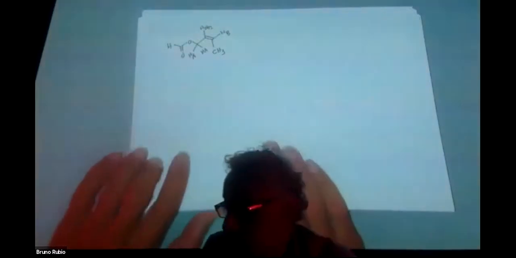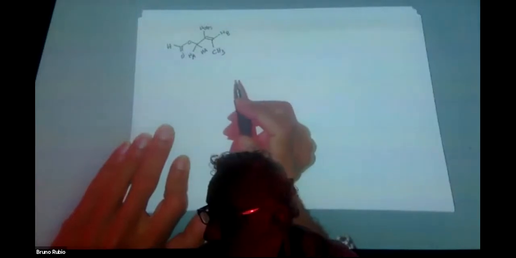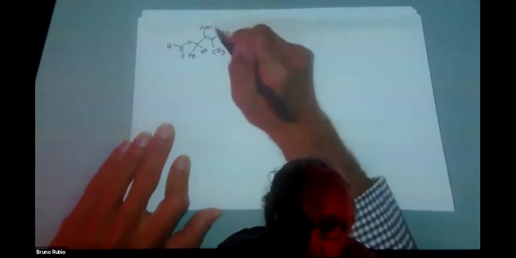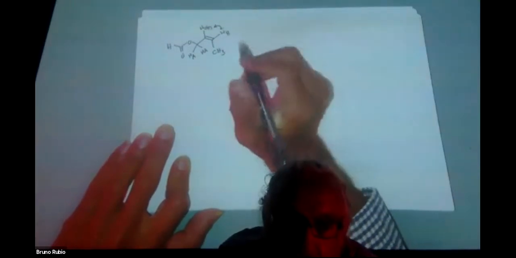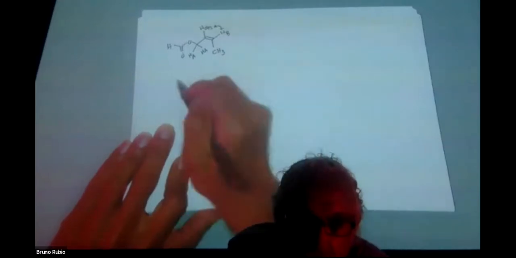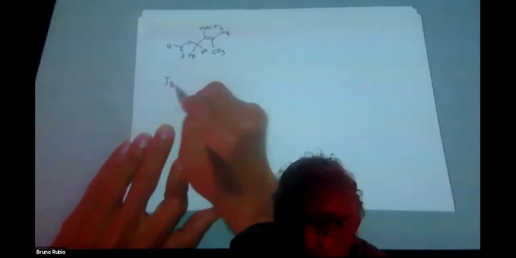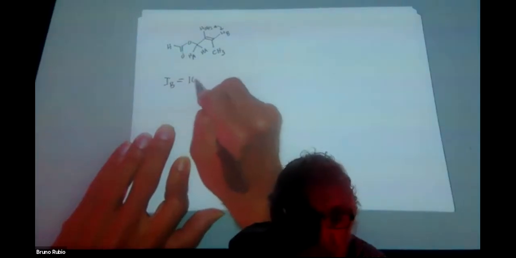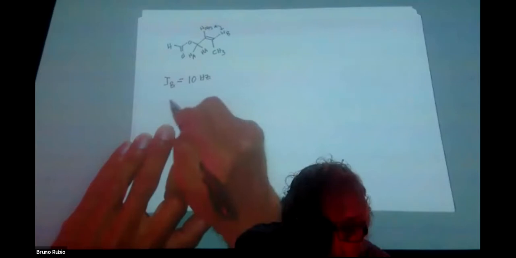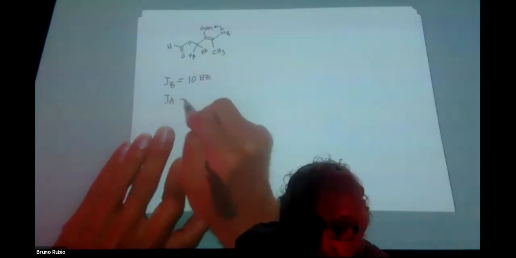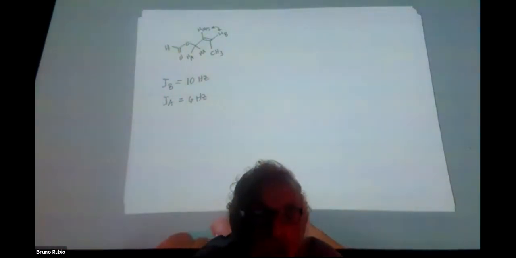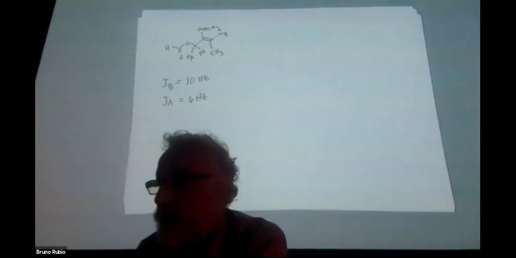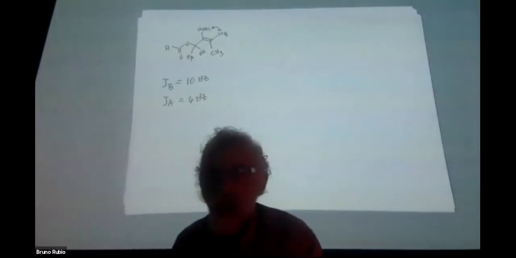Okay, but it's not going to be a quartet because it turns out in this molecule, I'm going to call that JB is equal to 10 hertz, and JA is equal to 6 hertz, right? So it's not going to be a quartet. It's going to be one of those other patterns. Okay, so let's see.